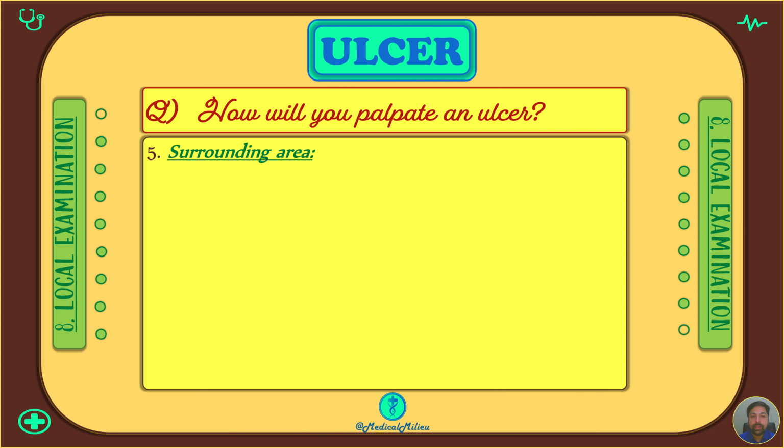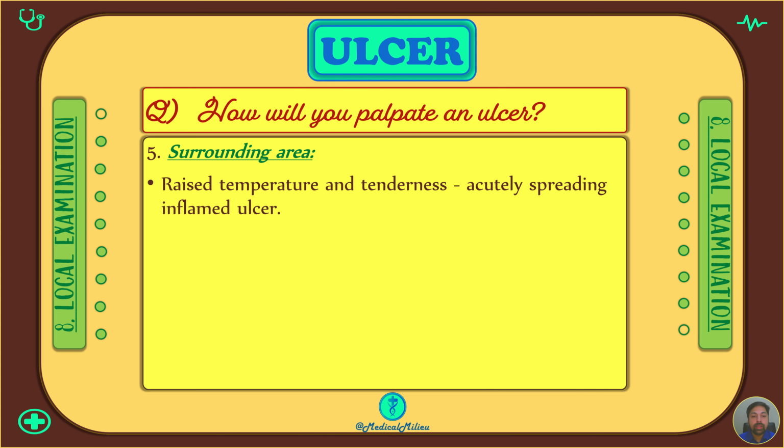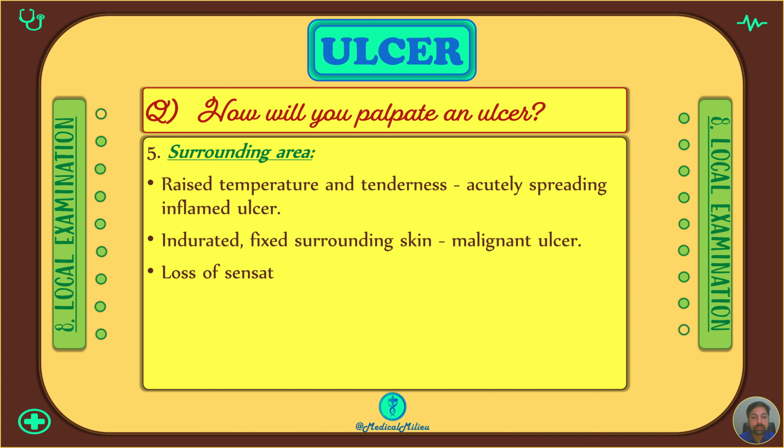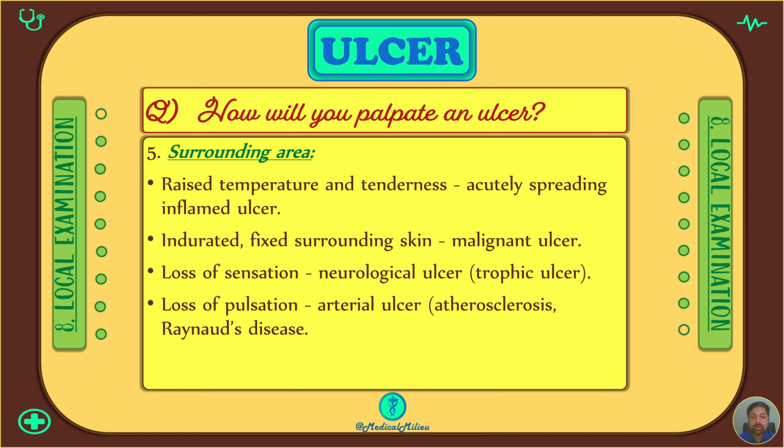The surrounding area is palpated. If there is raised temperature and tenderness, it might be an acutely spreading inflamed ulcer. If there is induration and fixity to the surrounding skin, there might be a presence of malignant ulcer. If there is loss of sensation, it might be a neurological or trophic ulcer. If there is loss of pulsation, it might be an arterial ulcer. And if there is presence of dilated and tortuous veins, it might be a venous ulcer.